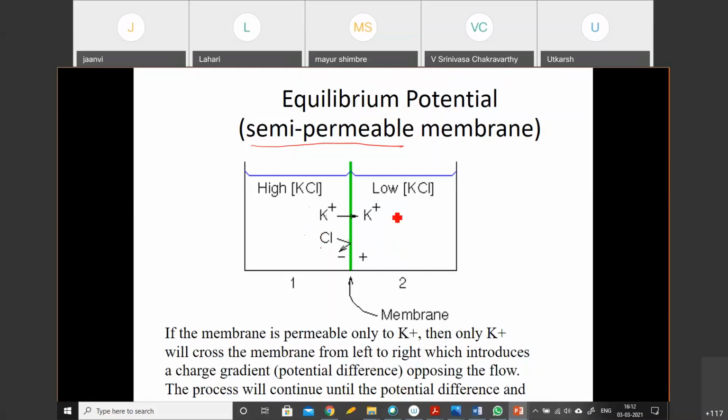So both left and right are initially electrically neutral. There's no charge on either side, and there's no charge difference between left and right. So the difference is 0 initially. But because of this selective passage of potassium ions from left to right, there's a buildup of positive charge on the right side compared to the left side. So this right side compartment will start attaining a positive voltage compared to the left side.